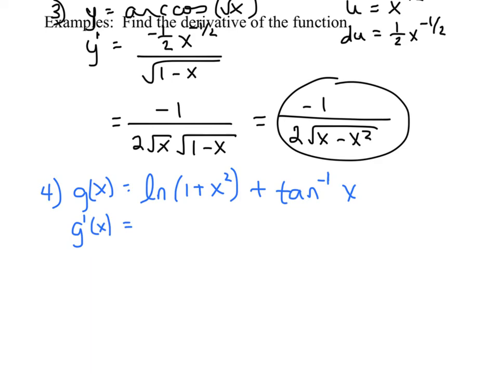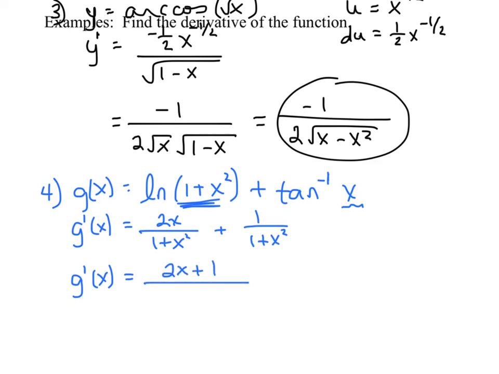All right, remember that the derivative of a natural log function is du over u. So in this case, our u is 1 plus x squared. The derivative of that would be 2x over 1 plus x squared. Plus, now, the derivative of inverse tan of x, well, here we have a new u of x. The derivative of that is 1 over 1 plus u squared, so 1 plus x squared. Okay, you hopefully noticed that you do have a common denominator of 1 plus x squared, so we can just add our tops here, 2x plus 1 over 1 plus x squared. And that is the derivative.